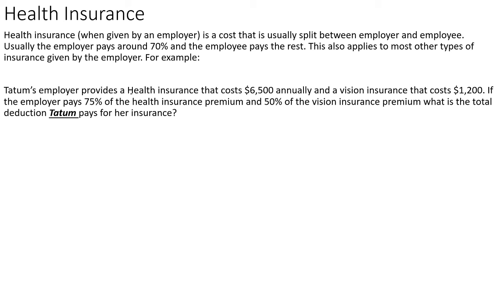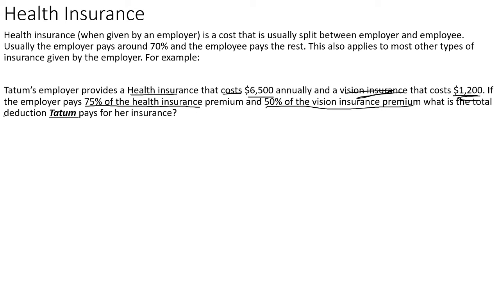So the health insurance costs $6,500 annually, and the vision insurance, which is another type of health insurance, costs $1,200 annually. The employer pays 75% of the health insurance and 50% of the vision insurance. Premium just means the cost. Just think of the word premium as cost. What is the total deduction Tatum pays for her insurance?